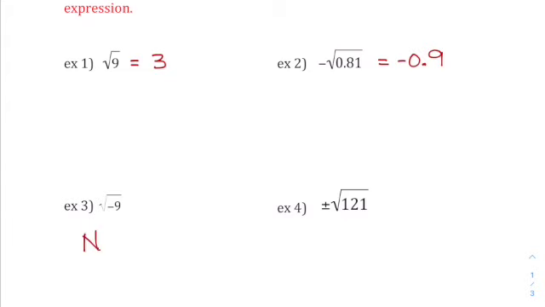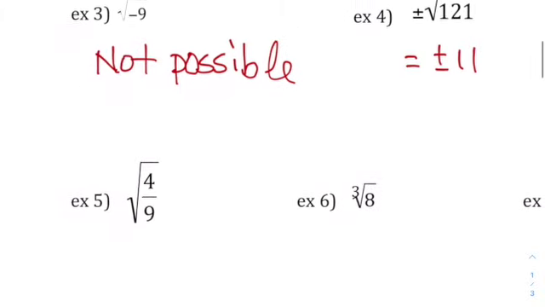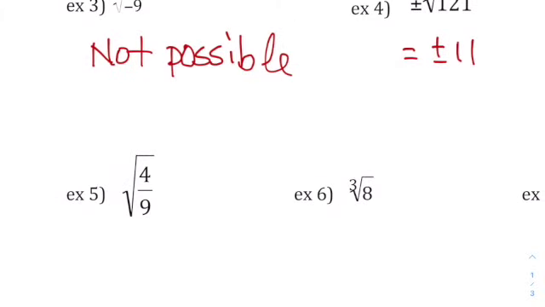So that's not possible. The next one, since the square root is outside, you know 11 times 11 is 121. So that's negative, positive 11. And there are also rules about square roots. If it's on top and bottom, you can square root the 4 and square root the 9, and therefore when you simplify, that's just 2 over 3.